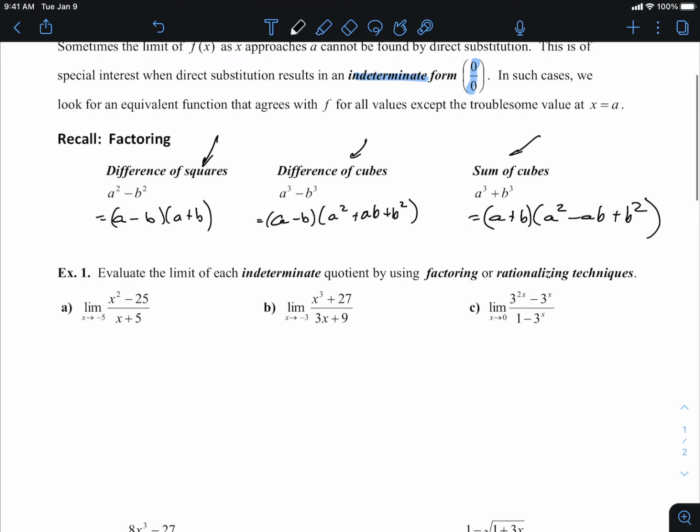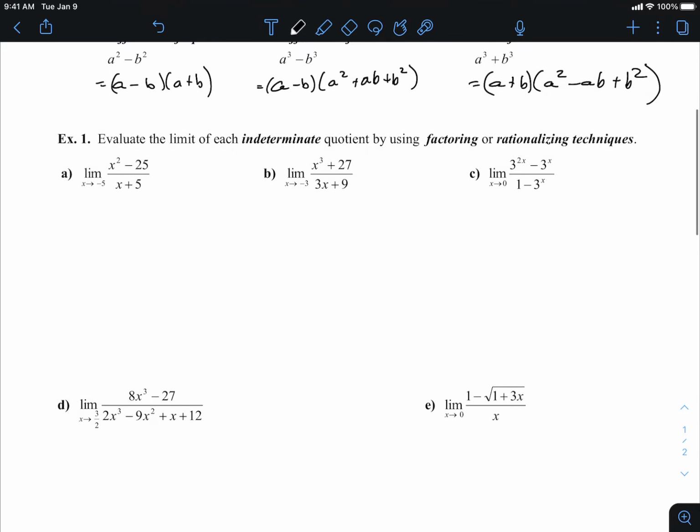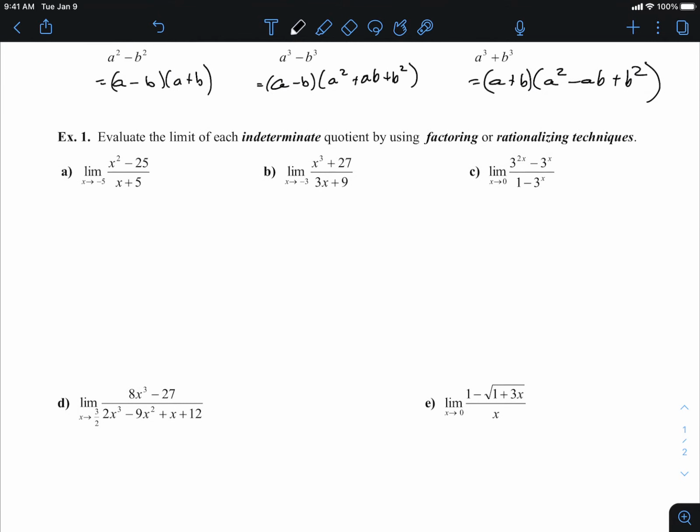Well, let's take a look. We've only got 5 examples here. Some of these, the last two might take a little bit more space, but you'll get the idea quite quickly, right?